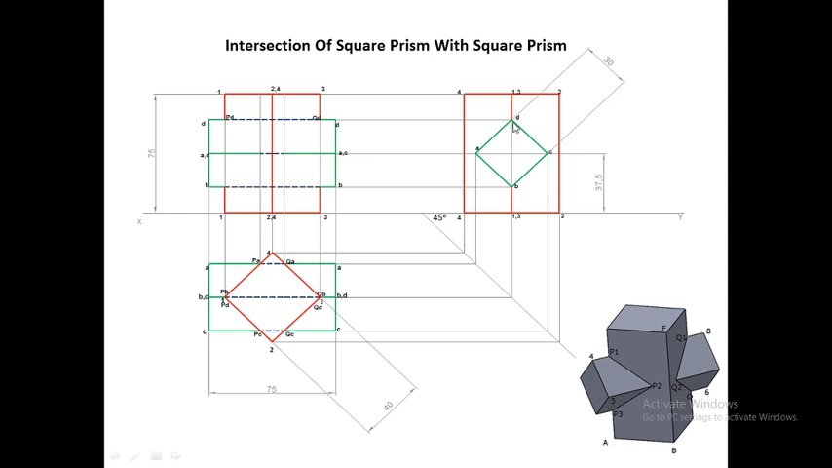Now point D is lying on this line. So when we project this line in the front view, wherever this line intersects these vertical lines, that will be marked as point PD on the left and QD on the right. Similarly, point B is lying on this projection line. So wherever this line intersects the vertical projection lines, this and this, that will be marked as point PB and QB. So we will mark the points.